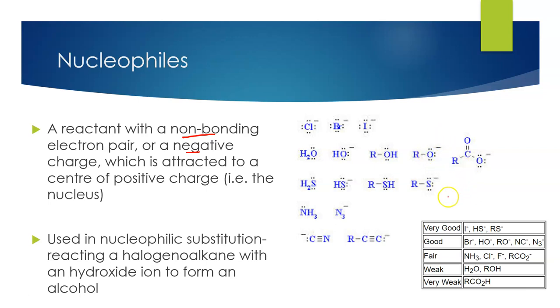This chart here gives us an idea of the nucleophilic strength. You'll see that iodide is a very strong nucleophile, and that our ammonia, chloride, fluoride, these are fair nucleophiles. Water is a weak nucleophile, as are alcohols. Our OH-, our hydroxides, are good nucleophiles.